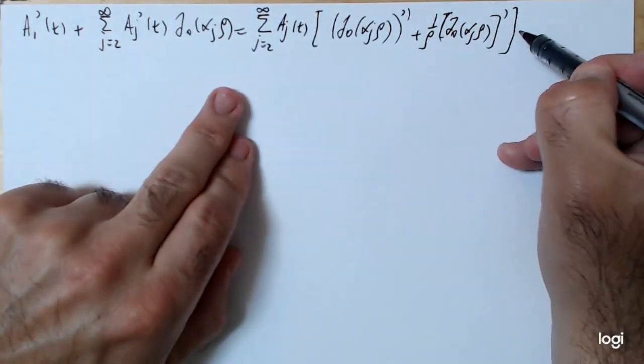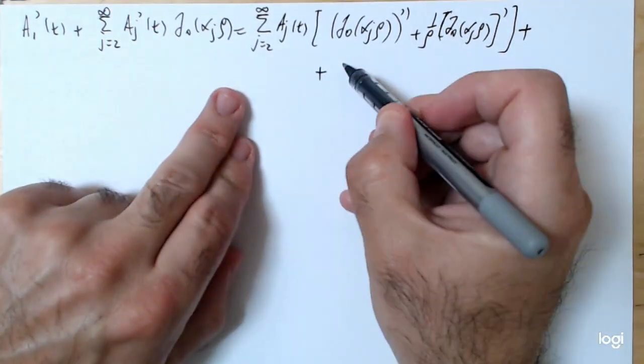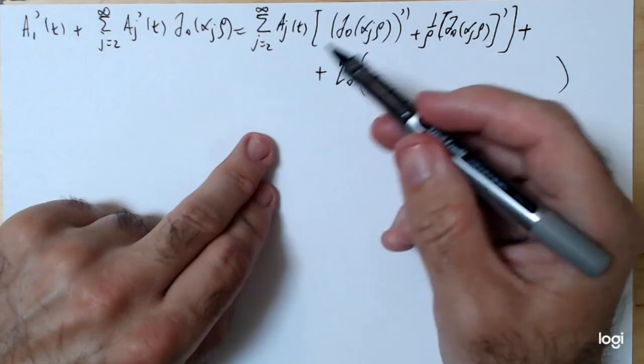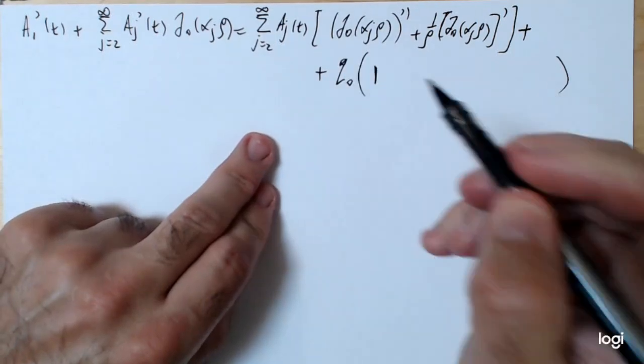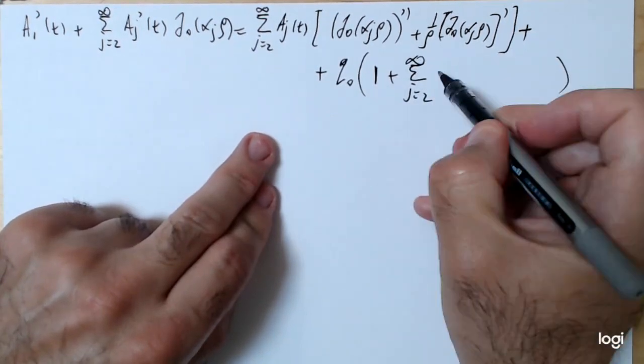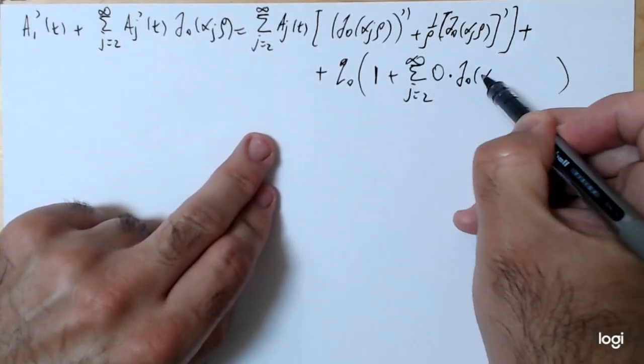And then instead of q naught, I'm going to write it here, it's going to be q naught times 1 in the form of the series we developed earlier, on the previous page. 1 plus summation from 2 to infinity 0 J naught of alpha j rho.